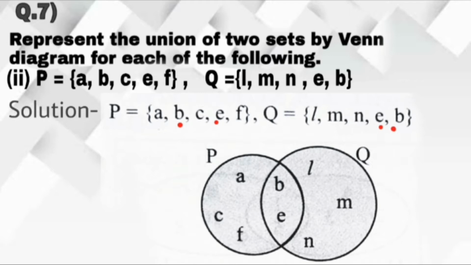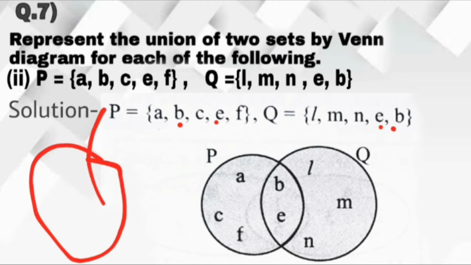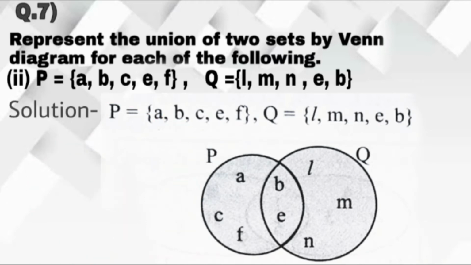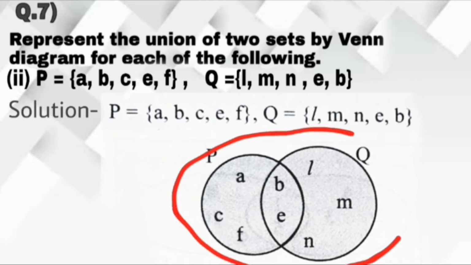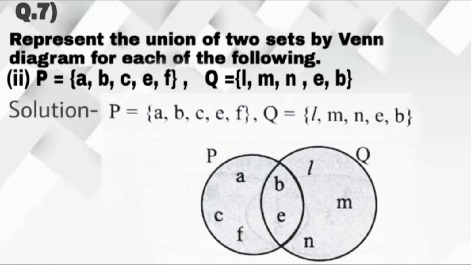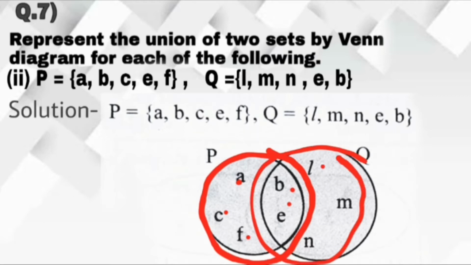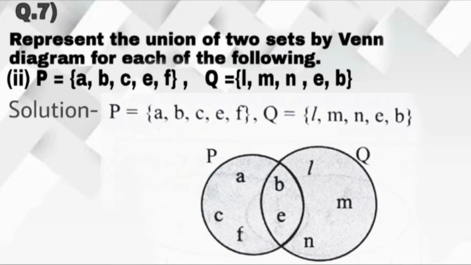So again the Venn diagram will be the same. Two intersecting circles. And then in the middle part, the intersecting part, we will write the common elements B and E, and in the remaining parts we will write the other elements which are not common. So here two circles, set P has elements A, B, C, E, F, and set Q has elements L, M, N, and B and E are common in both the sets.